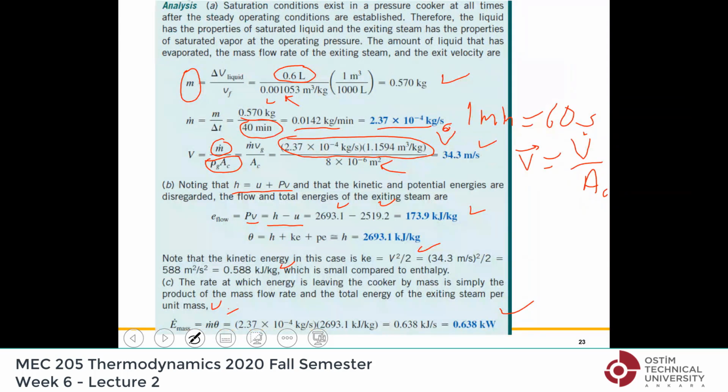Any questions here? So this is how to get the properties and find velocities, flow energy, internal energy, enthalpy, whatever, to have some deeper understanding of these terms. Any questions?